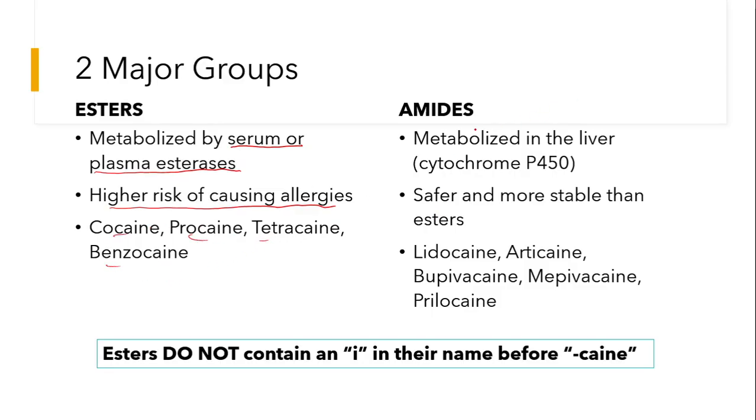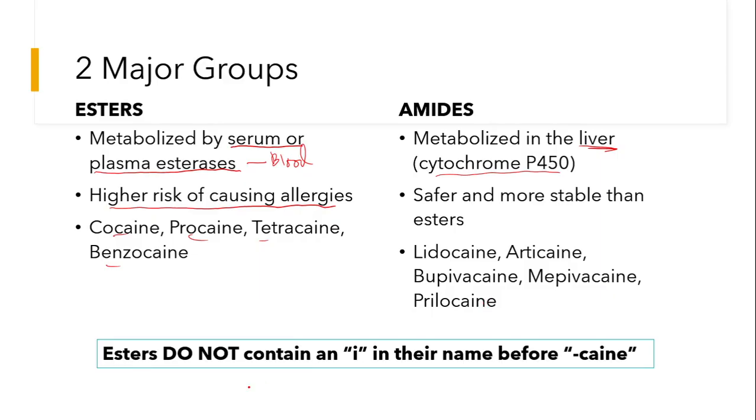All right? Now, amides, on the other hand, they are metabolized in the liver. Okay? Esters earlier on, they're metabolized by serum or plasma esterases, meaning in the blood. Okay. Amides, on the other hand, are metabolized in the liver by your cytochrome P450. So they're the ones that degrade your amides. Now, amides are safer and more stable than your esters. Examples of amides are lidocaine, articaine, bupivacaine, mepivacaine, and then your prilocaine.